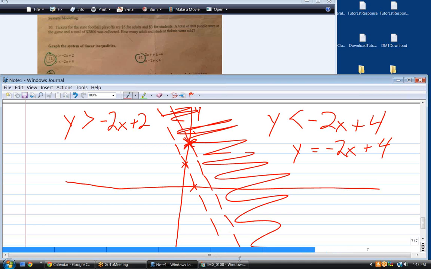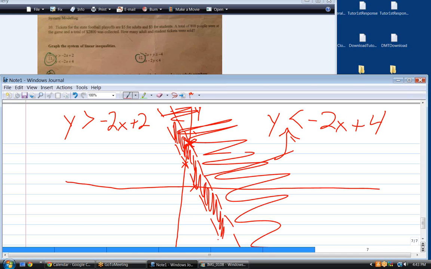Now, where would I shade this one? In other words, this line is this inequality right there. Do I shade above or below the y-axis? Below. Yeah, this area right here.